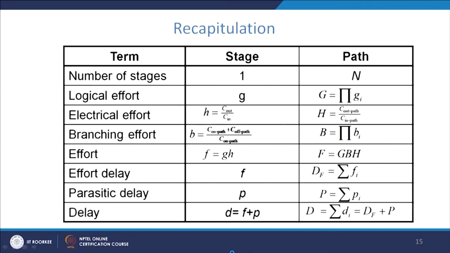So, let me recapitulate. If we have logical effort G, electrical effort H, and branching effort B, then we define the total effort F equal to G into H, and the delay to be F plus P, and therefore the total delay is always F plus P. How do you find F? You find G into H. In a single stage, and multiple stages, you can do it. First find this, then multiply with this, then add P, and you get the total delay.